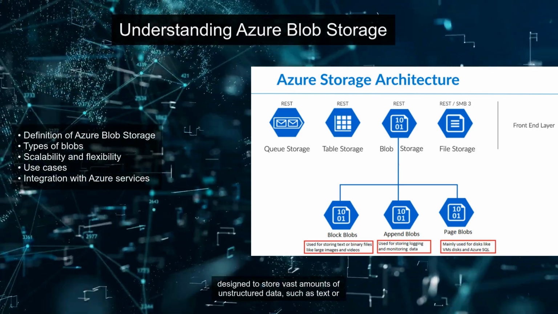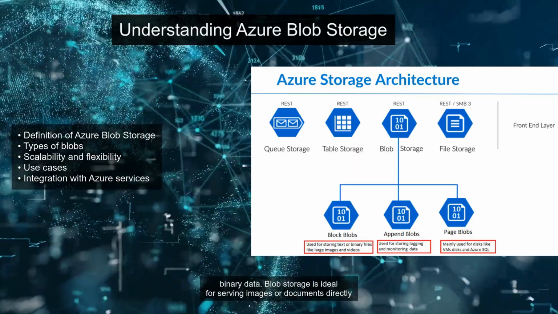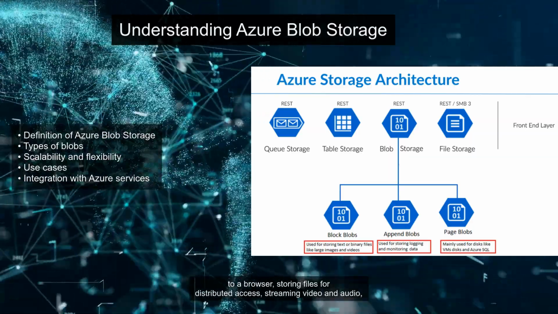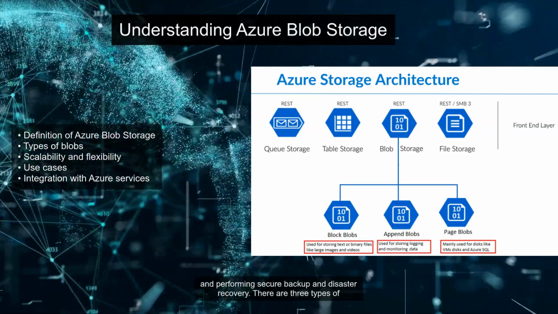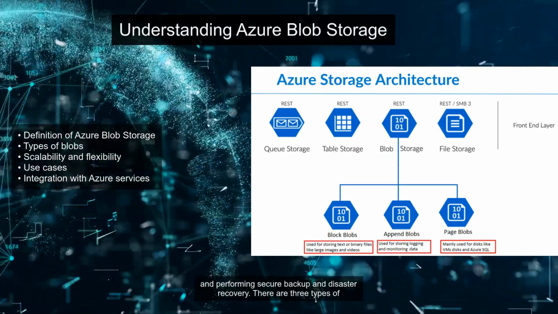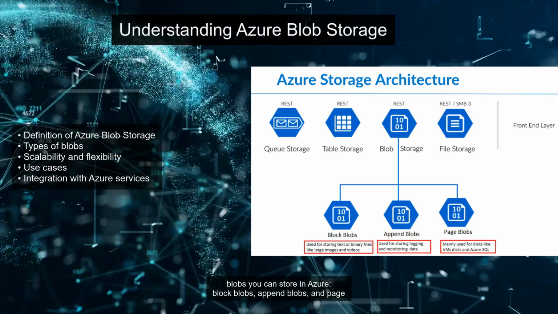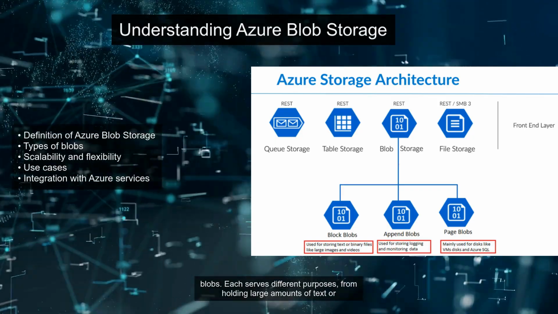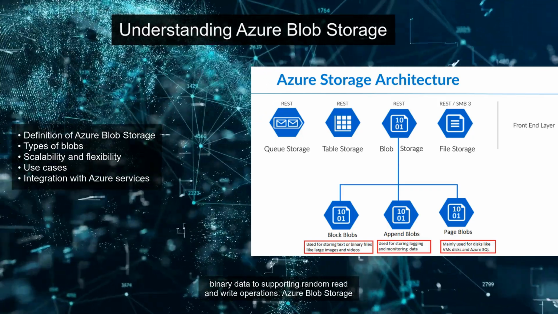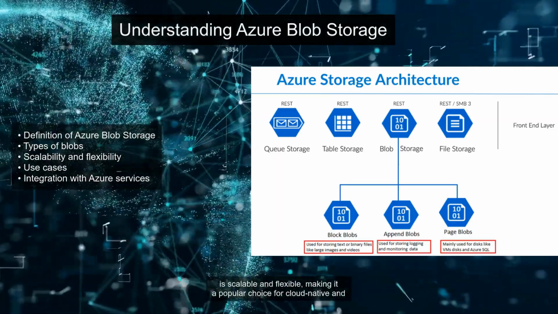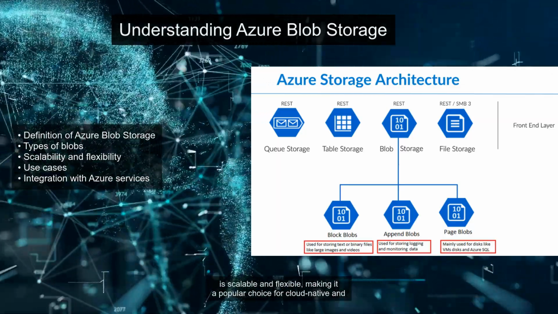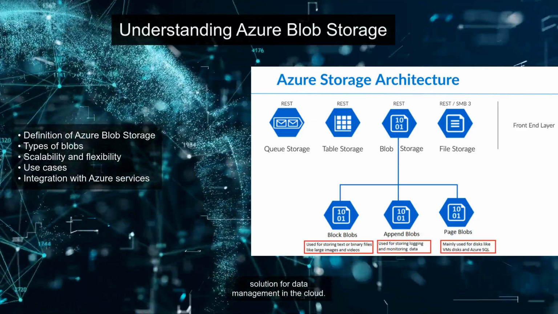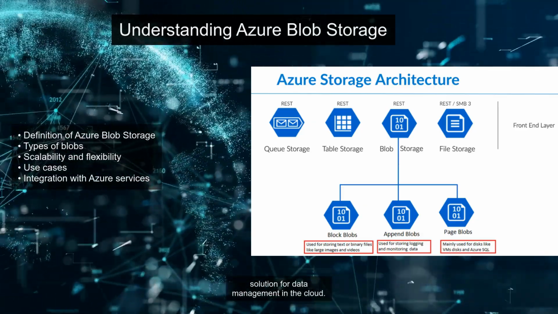Azure Blob Storage is Microsoft's object storage solution for the cloud. It's designed to store vast amounts of unstructured data, such as text or binary data. Blob storage is ideal for serving images or documents directly to a browser, storing files for distributed access, streaming video and audio, and performing secure backup and disaster recovery. There are three types of blobs you can store in Azure: block blobs, append blobs, and page blobs. Each serves different purposes, from holding large amounts of text or binary data to supporting random read and write operations. Azure Blob Storage is scalable and flexible, making it a popular choice for cloud-native and hybrid applications. It integrates seamlessly with other Azure services, offering a robust solution for data management in the cloud.